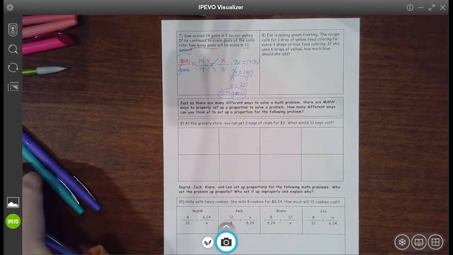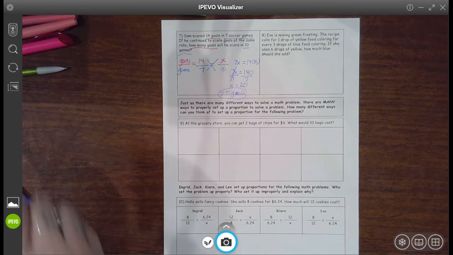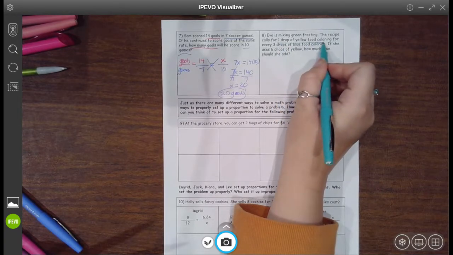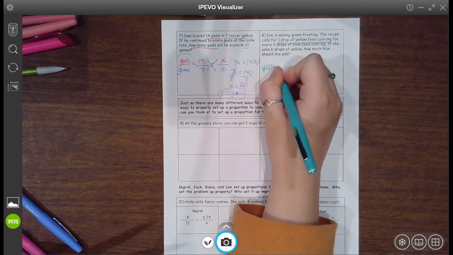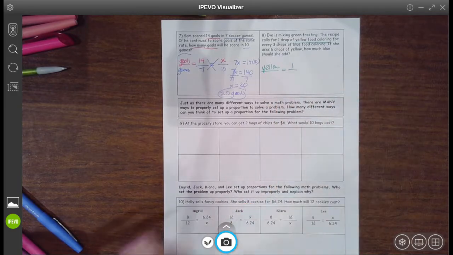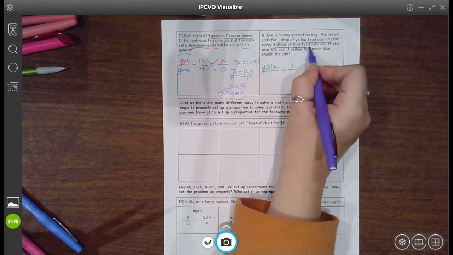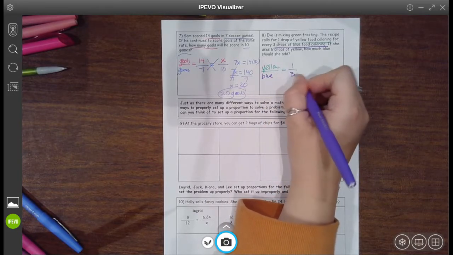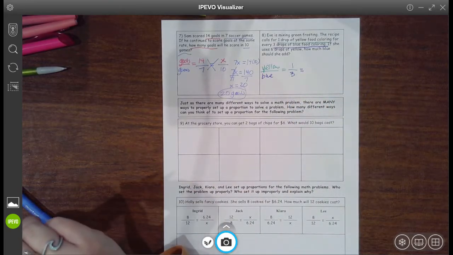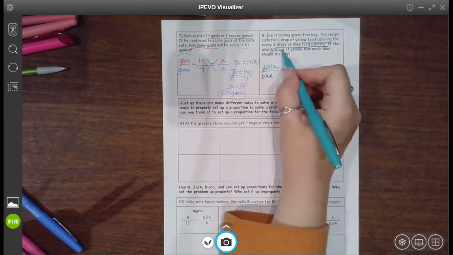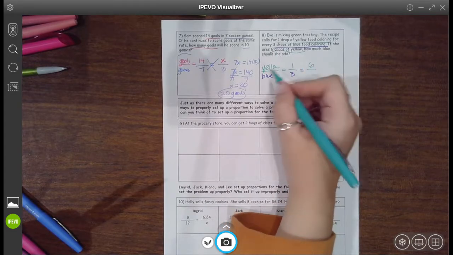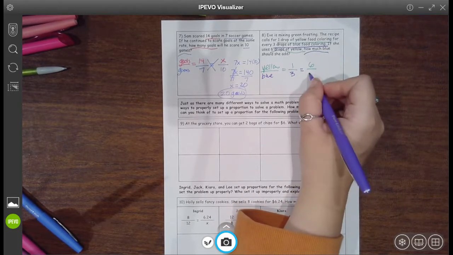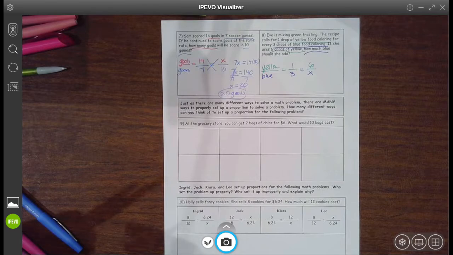Okay, for this one, it says Eve is mixing green frosting. In order to make green frosting, the recipe calls for 1 drop of yellow food coloring. So we have yellow, and that requires 1 drop for every 3 drops of blue food coloring. So yellow to blue. The blue had 3. Then they want to know if she used 6 drops of yellow. So 6 is going to go on top because that's where yellow is. Then how much blue should she add? We don't know how much blue, so I'm going to keep that as a variable.